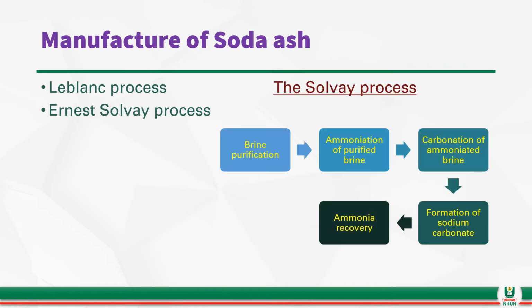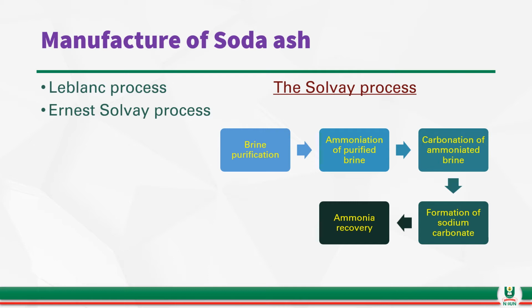Now, what processes are involved in the manufacture of soda ash? Two processes are involved. One is the Leblanc process and the other is the Ernest Solvay process. But in industrial chemical processes as a course, we are concerned about manufacture of compounds on an industrial scale, and the Solvay process fits in here because it is used in the industrial production of soda ash. So we'll be concerned with the Solvay process.